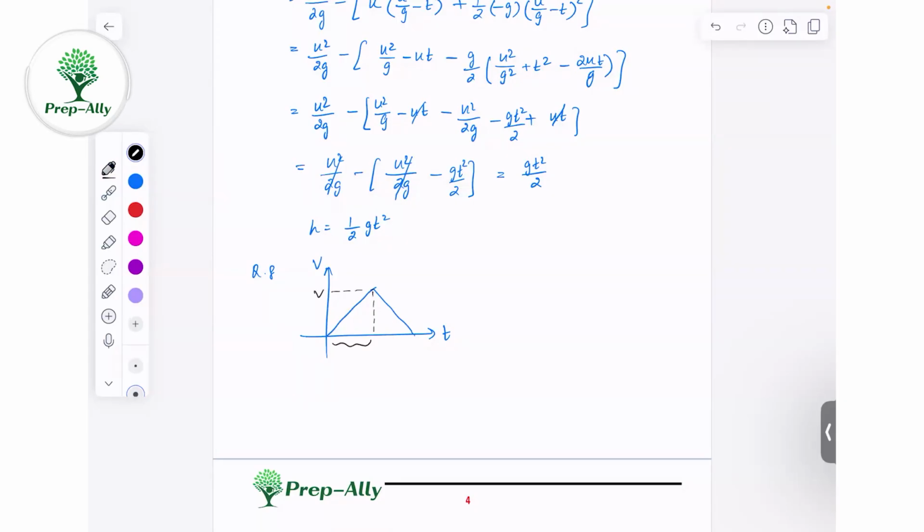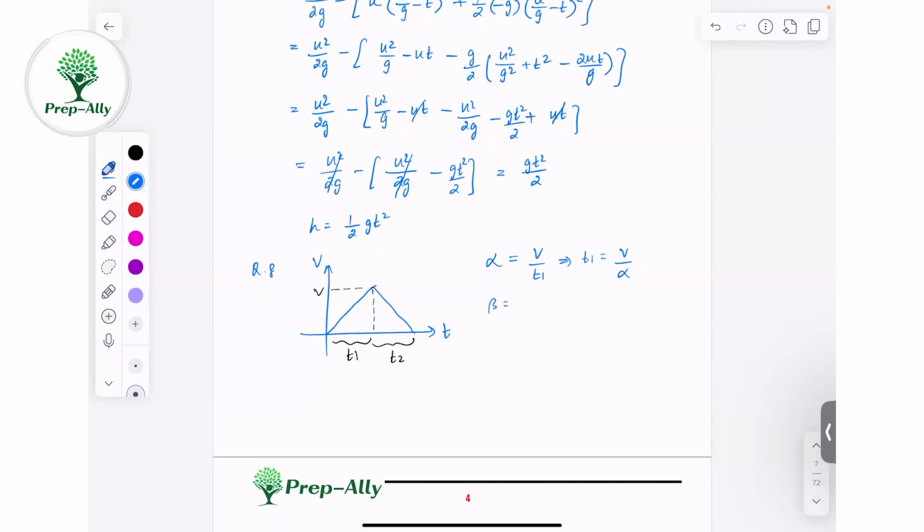If we drop a perpendicular, let this time interval be t1 and let this time interval be t2. Then if alpha is the acceleration, then alpha is going to be v by t1, which implies t1 is v by alpha. Similarly, beta is also going to be v by t2. But here beta is negative, but the magnitude is still going to be v by t2. That gives us t2 is v by beta.